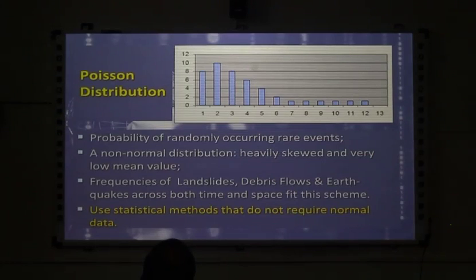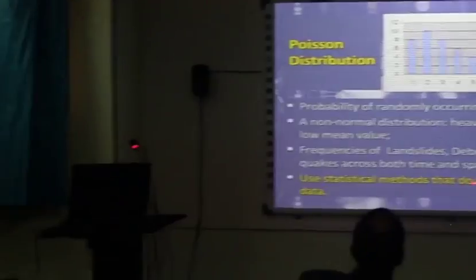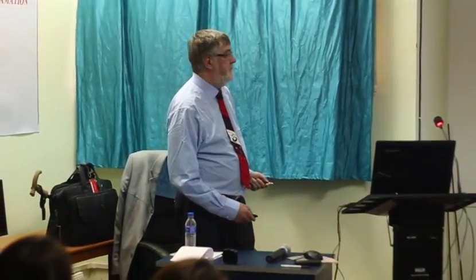This is the Poisson distribution. It's getting close to what you get with landslides in volumes and things. Debris flows, earthquakes, most of them are close to this as anything else. But you have to use statistical methods when you're dealing with them that don't require normal data. Okay? So that's an inhibiting factor.